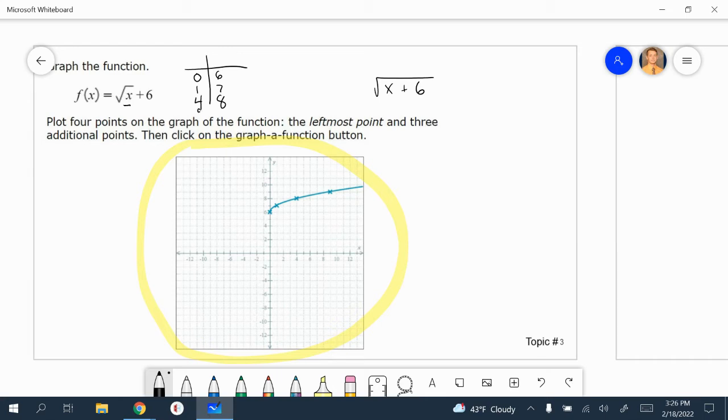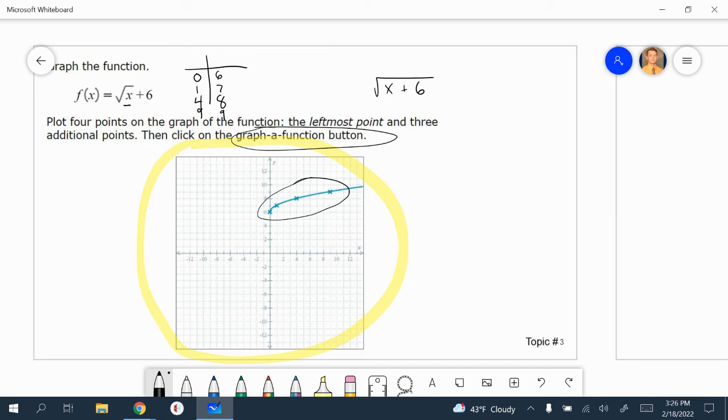If I plug in a 9, the square root of 9 is 3. If I add 6 to 3, that is 9. And you can see that that's kind of what they have listed here. Those are the exact points that you can see on this graph. So those are the ones you'd have to enter, and then you just push the graph a function button on Alex, and it should do the work for you.